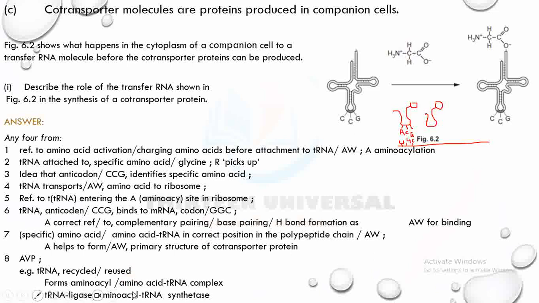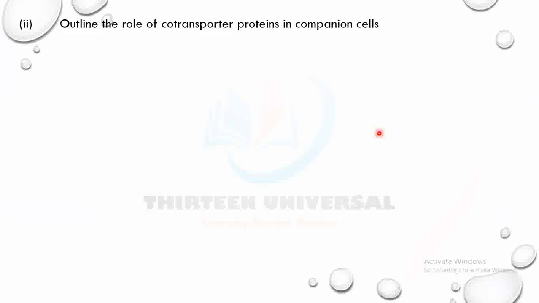Don't forget what I said. Amino acid tRNA synthetase is the enzyme that joins amino acid to transfer RNA. When it happens, we form the amino acid tRNA complex. So this is called the amino acid tRNA complex. The enzyme that joins them is called amino acid tRNA synthetase. Okay guys, let's go to the next question.